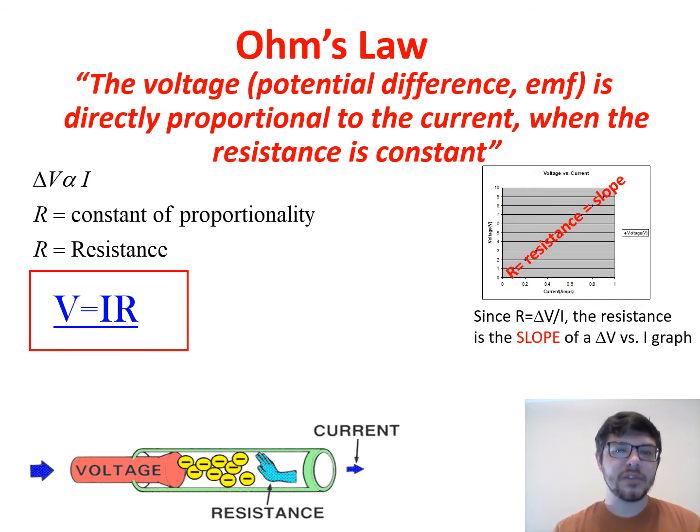R is going to be resistance, this will be our constant. So if you were to do a graph of this, then you would have voltage divided by the current, and that will give you your slope, which will be resistance. So resistance is constant. It's going to be a linear slope.